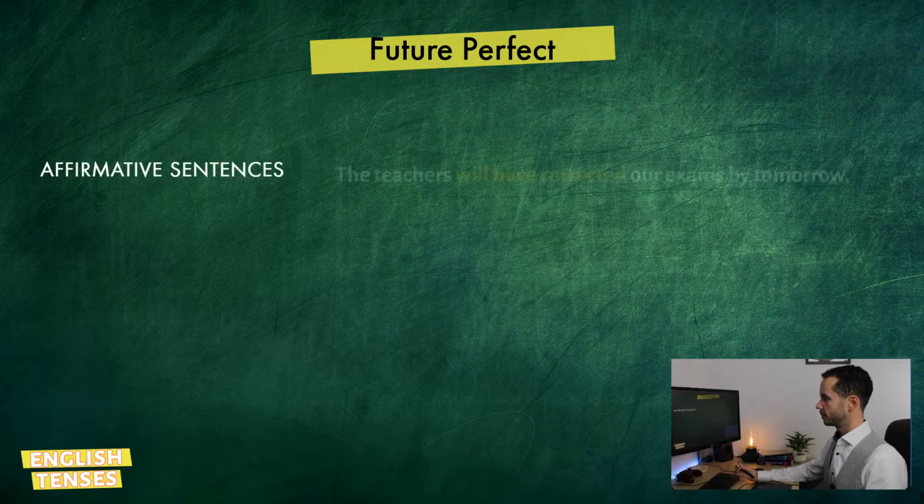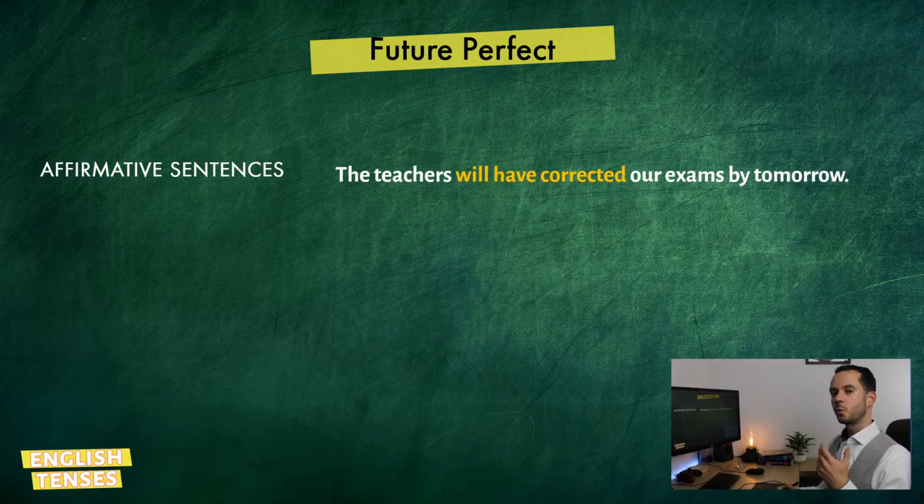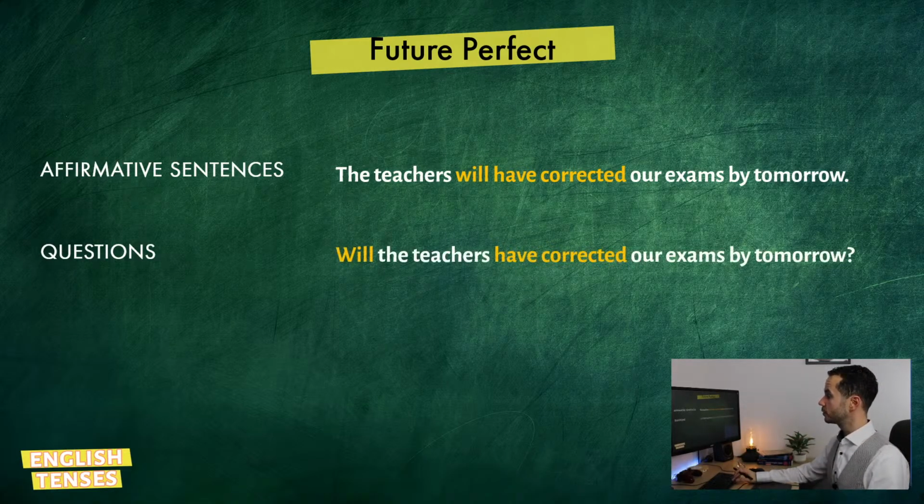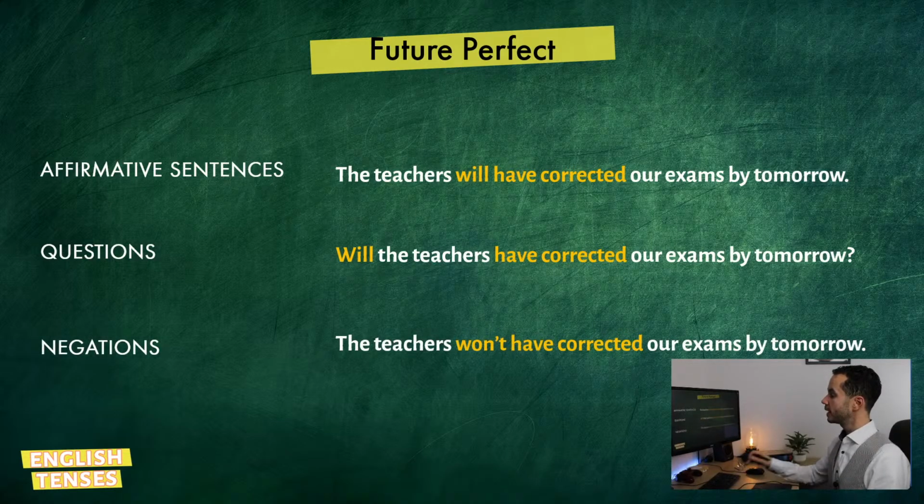Some examples. The teachers will have corrected our exams by tomorrow. That's an affirmative sentence. For questions, we get the inversion thing. So we get, will the teachers have corrected our exams by tomorrow? And for negations, we will get, the teachers won't have corrected our exams by tomorrow.